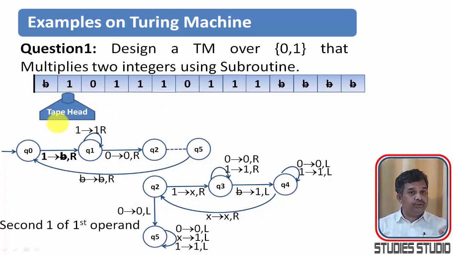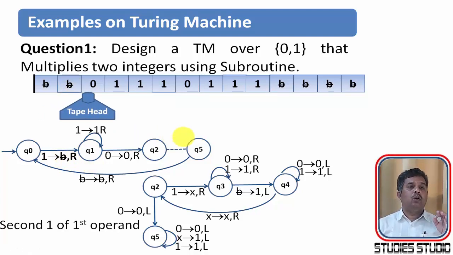Now I am at state Q0 and my input symbol is 1. This one is nothing but the second one of the first operand. In place of this one, I will be writing blank and start moving right. So the process that we have done here for the first one of the first operand, the same process I need to do once more. It means wherever zeros are there, I'll write 0. Then I'll come to state Q2.